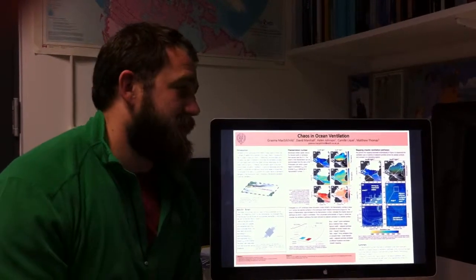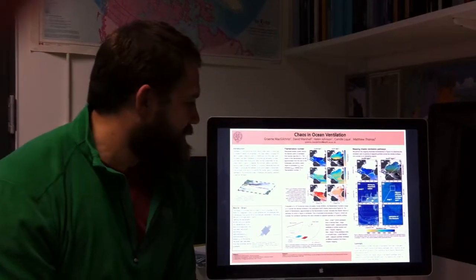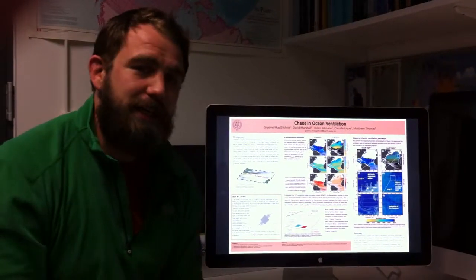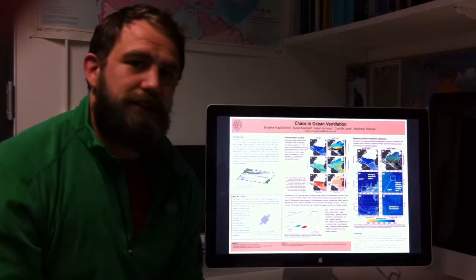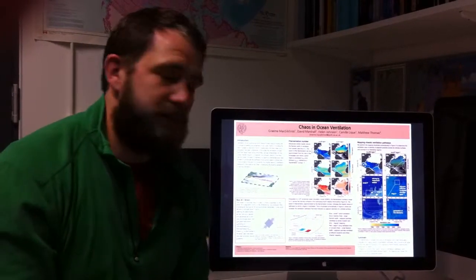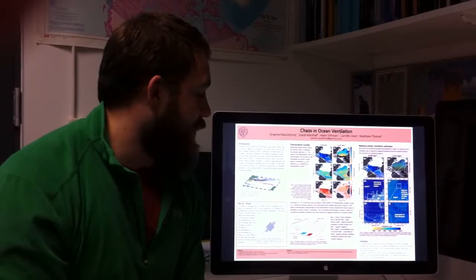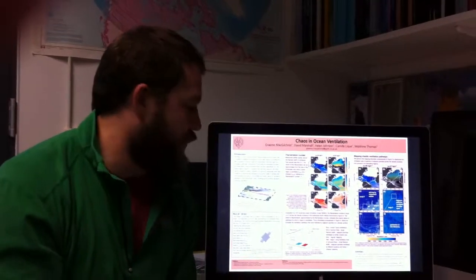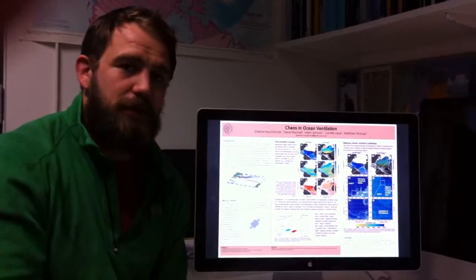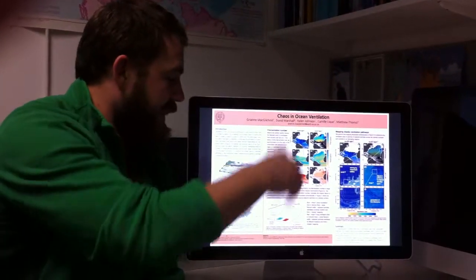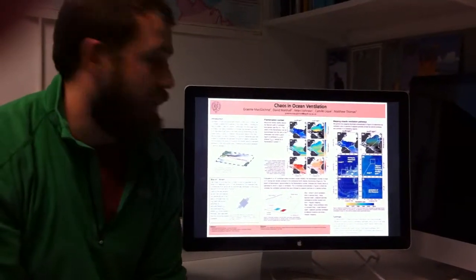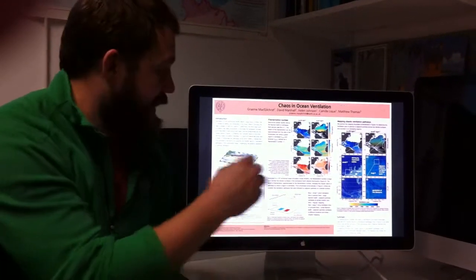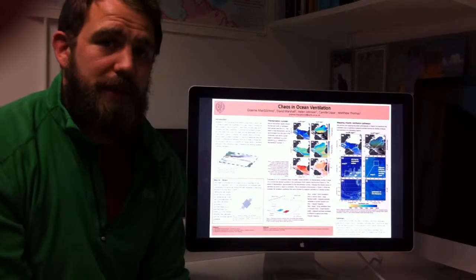I'm going to present my poster on chaos in ocean ventilation. Ventilation is the process by which water is moved from the surface ocean into the ocean interior, and there's a traditional perspective on ventilation, particularly in the subtropics, by which ventilation is controlled by the time mean gyre circulation. So water is ventilated or subducted in the northeastern corner of the gyre, thinking about the North Atlantic, and is then advected around by the gyre circulation down into the southwest.